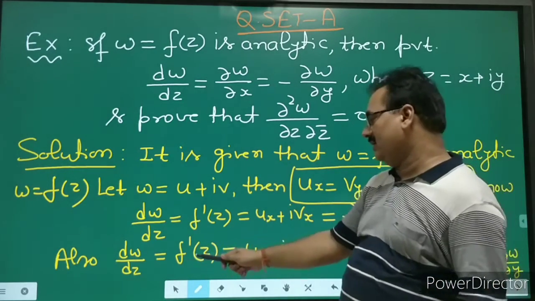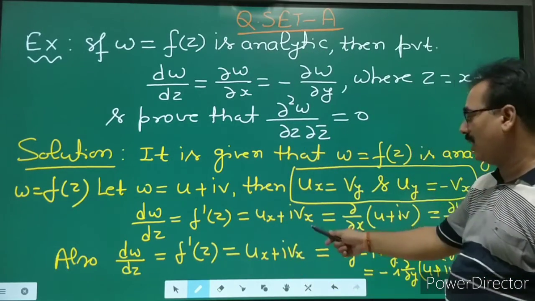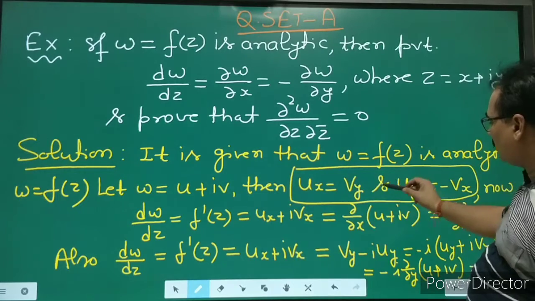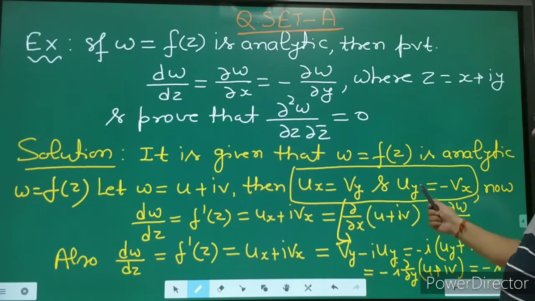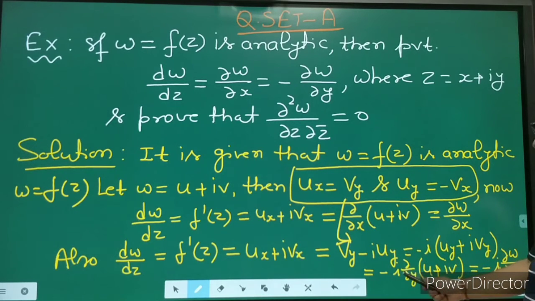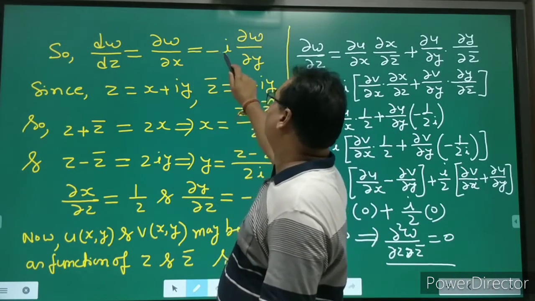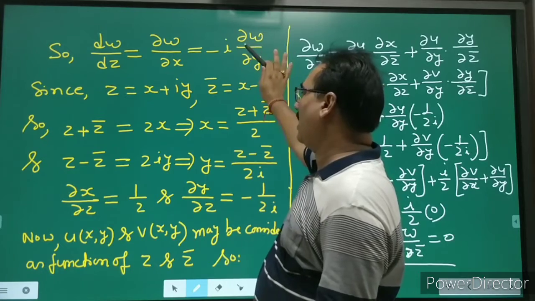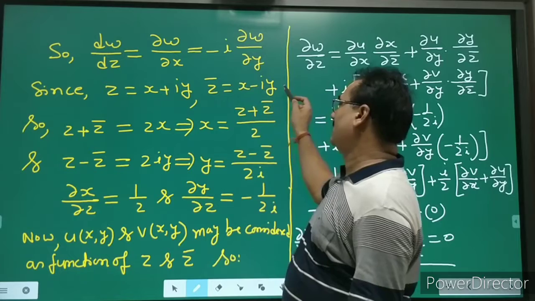Similarly, dw/dz you can write as f dash z also, and ux plus i vx is the same step. But using the CR equations, ux is vy and uy is minus vx, you will get minus i ∂/∂y outside of u plus iv, which is equal to minus i ∂w/∂y. It means dw/dz is equal to ∂w/∂x is equal to minus ∂w/∂y.